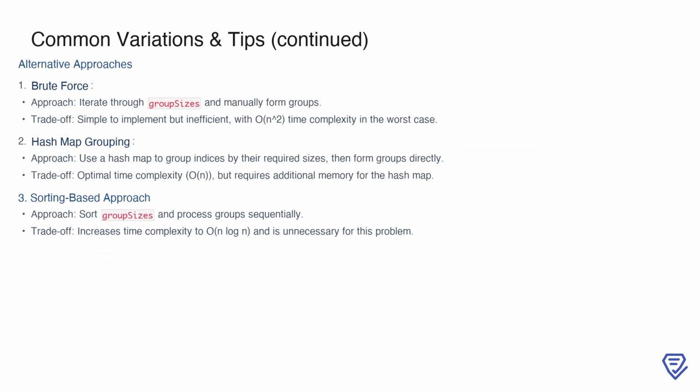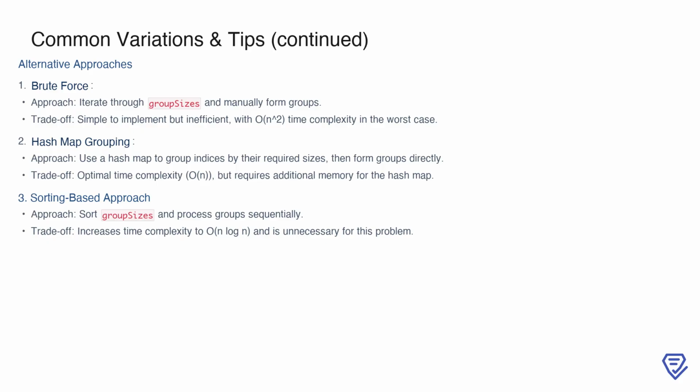Now let's discuss some alternative approaches to solving this problem. The brute force approach involves manually iterating through the group sizes array and forming groups one by one. While this method is simple to implement, it's highly inefficient, with a worst-case time complexity of n squared. For larger inputs, this is not feasible.